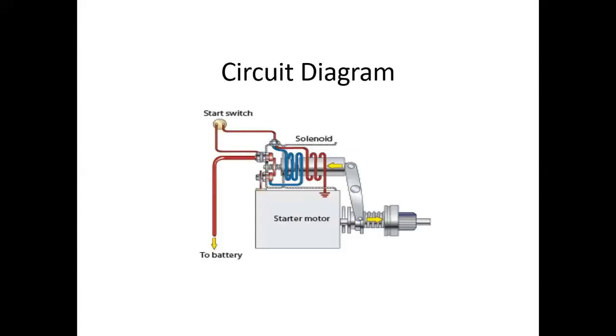This is the circuit diagram of the solenoid switch. The solenoid switch has different parts: the starter switch, the solenoid and the battery. When the battery is connected to the solenoid, there are two rings. One is connected with the starter motor, and the other is connected with the battery.